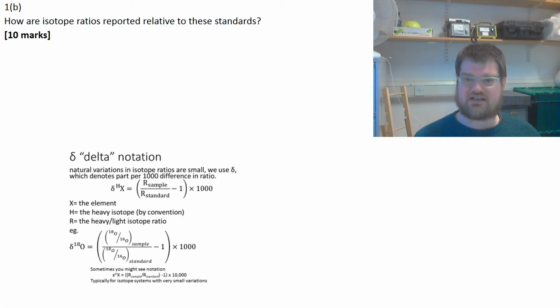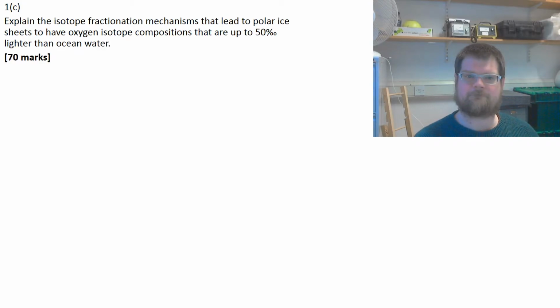variability in isotope ratios in nature is typically very small. So this is why we have this notation. Again, you could have had a little bit of extra bonus credit if you'd said sometimes we use epsilon instead of delta when we have even smaller isotope ratio variability. But then again, it wouldn't be essential to get the marks.